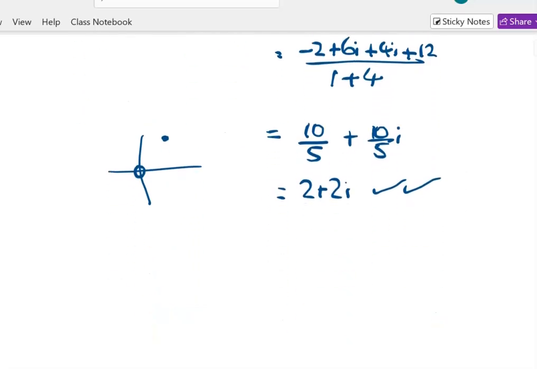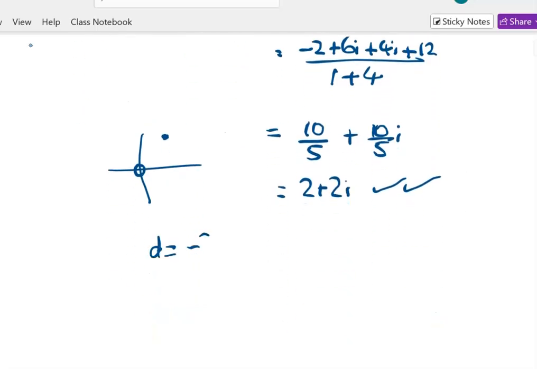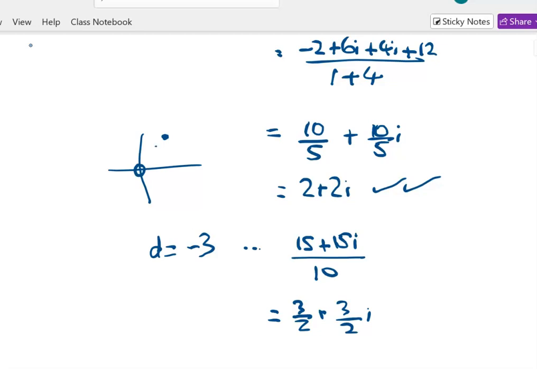Now, when we do the same thing, I won't go through all the algebra, but you can do the same thing to check for yourself. When d is -3, we end up getting (15 + 15i) over 10. So what's that? 3 over 2 plus 3 over 2 i. So it's a point here. So both of them satisfy the condition. So I get two values of d for that answer.